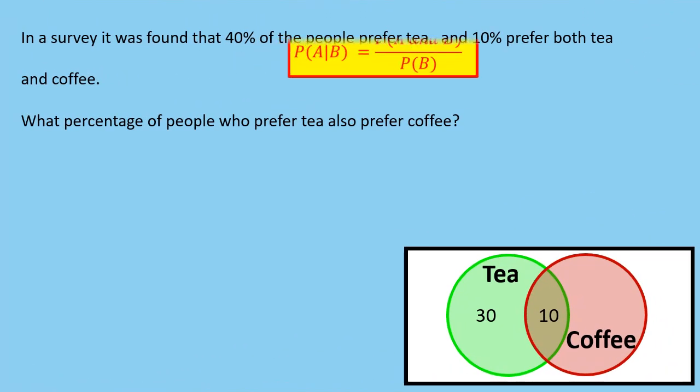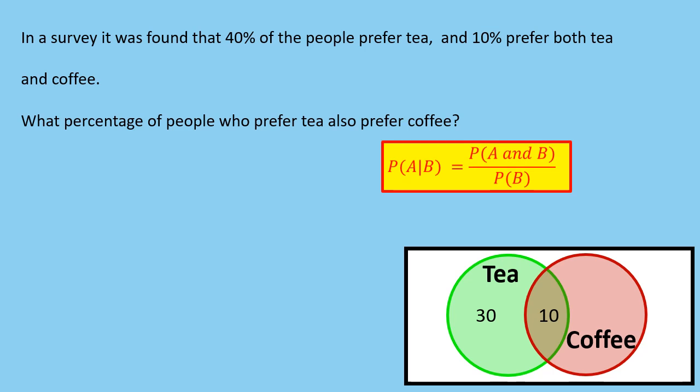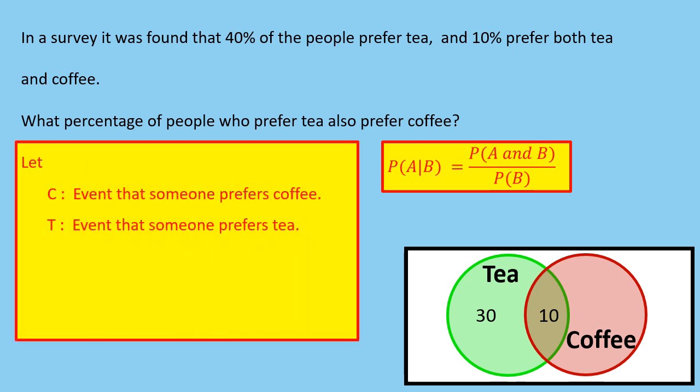Let's recall the formula for conditional probability. The probability of A given B equals the probability of A and B divided by the probability of B. Now, let's apply this formula to the problem at hand. Let event A be the event that someone prefers coffee, and event B be the event that someone prefers tea. Using the information provided, we know that the probability of A and B, that is, the probability that someone likes both coffee and tea, is 50 out of 500, or 0.1.